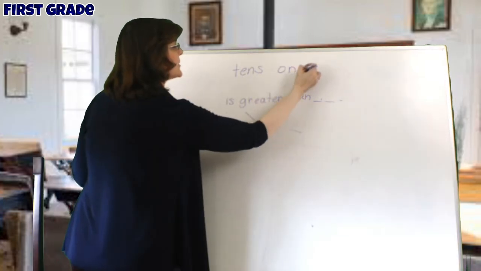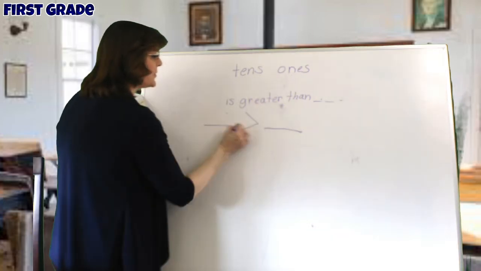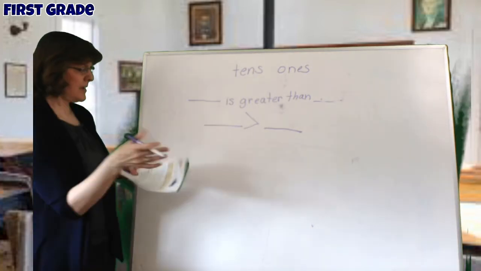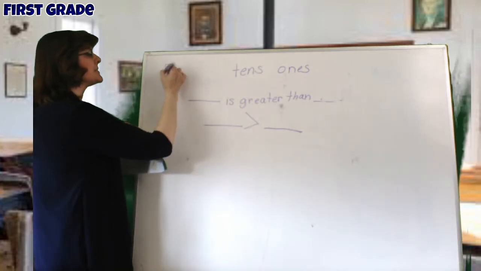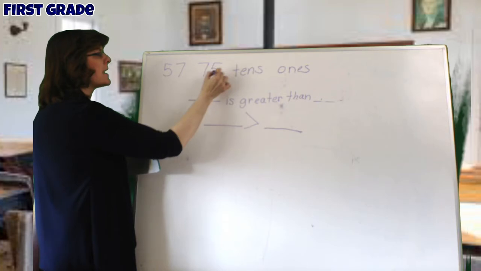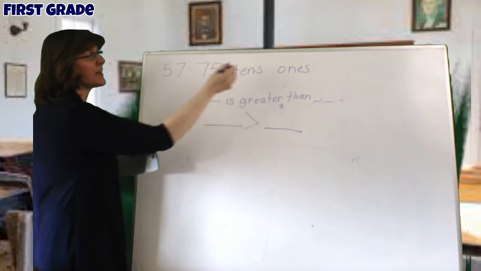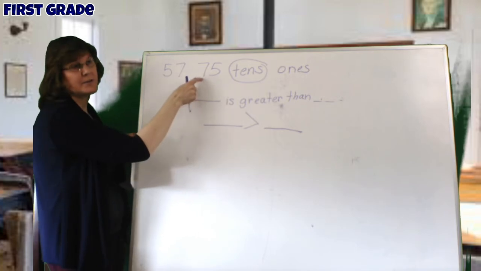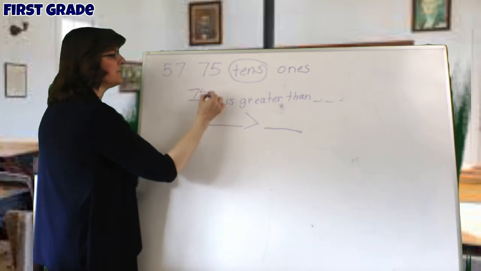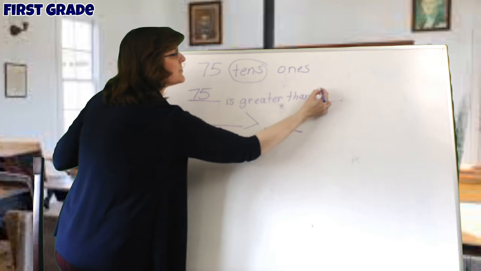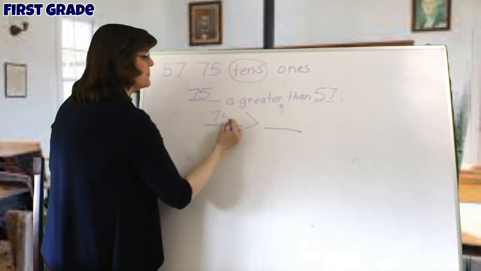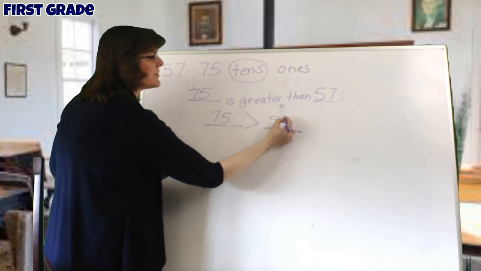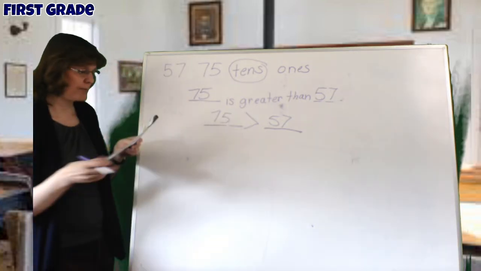And decide, are we looking at the tens or the ones place? Now we have the number 57 and the number 75. Well, first we check the tens, and they are different. We have a 5 here and a 7 here. 7 is greater, so 75 is greater than 57. Our mouth opens toward the 75. 75 is greater than 57.